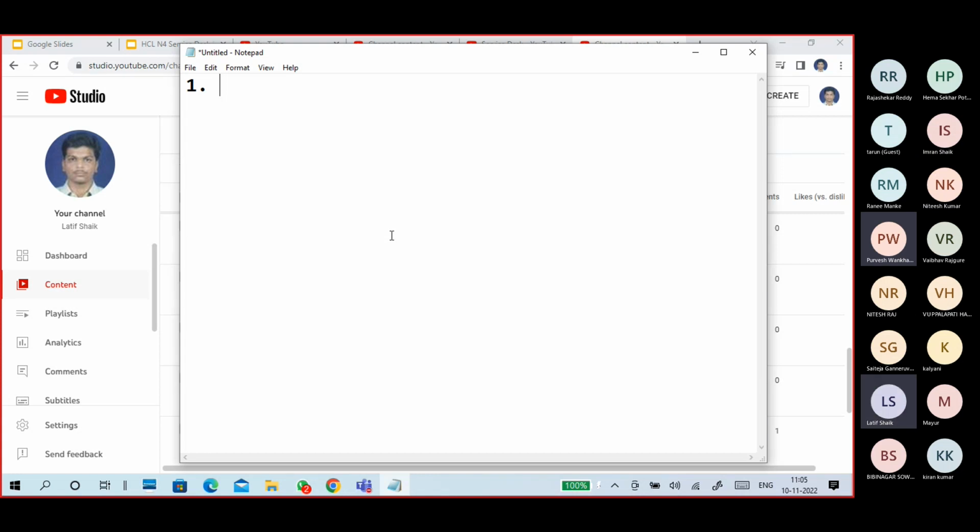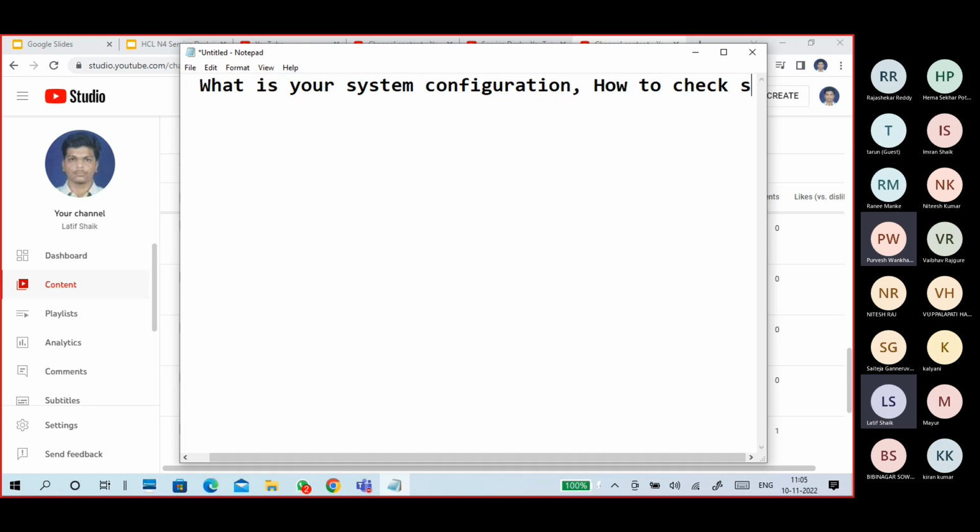Guys, the first topic we discuss is what is your system configuration. Next one is how to check your system configuration. Okay, so that is what we have seen.